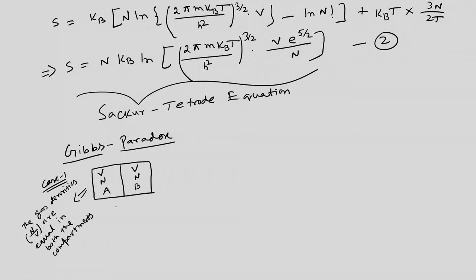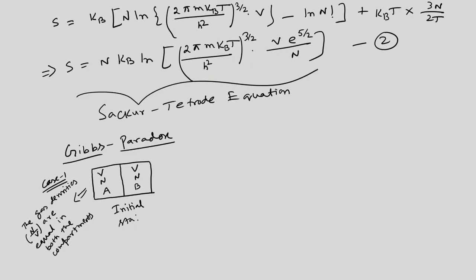Now, suppose this is our initial state. Initially we have a container in which there is a partition which divides the container into two equal compartments, and the volume of each compartment is V. Both the compartments contain the same number of particles N, but in one compartment we have gas molecule A and in the other compartment we have gas molecule B. So, this is our initial state. Now, if we remove the partition, what will happen?